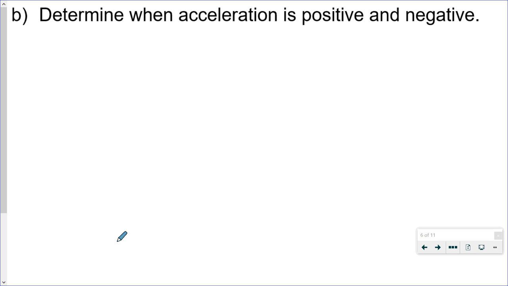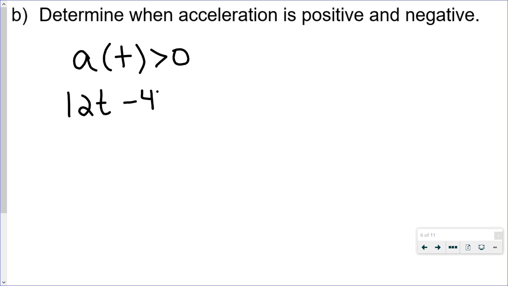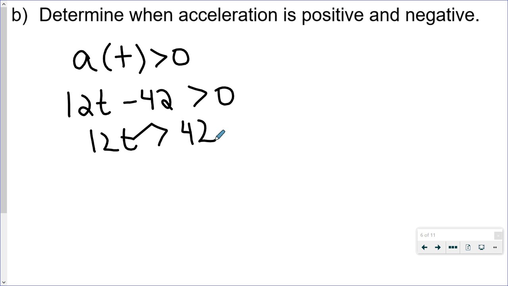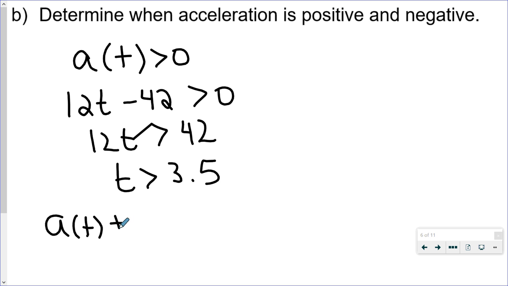Next part of this question asks, when is the acceleration positive and negative? So let's look at when the acceleration is positive, meaning it's greater than 0. So our acceleration was 12t minus 42. I want to know when that's greater than 0. So add 42 to both sides, divide both sides by 12, and when time is greater than 3.5 seconds, acceleration will be positive. So acceleration is positive when time is 3.5 and beyond.